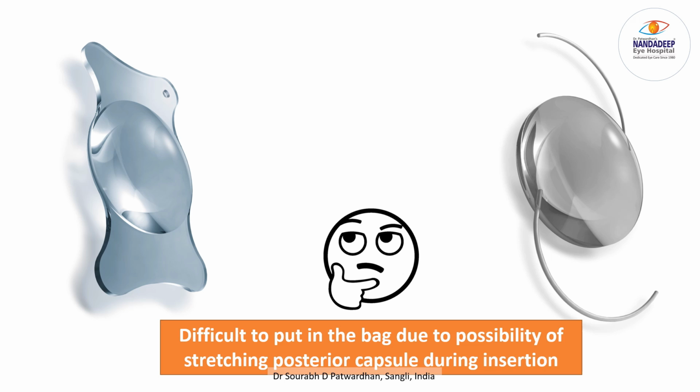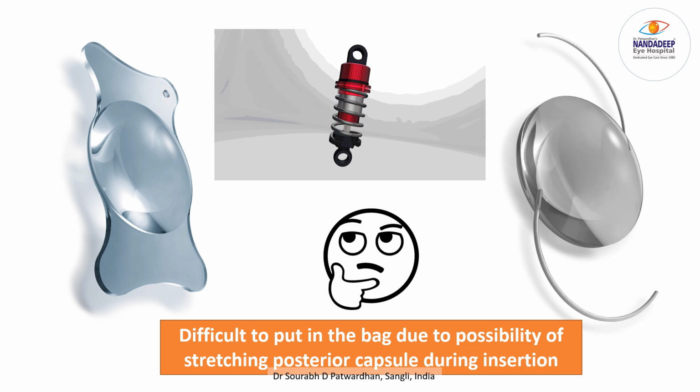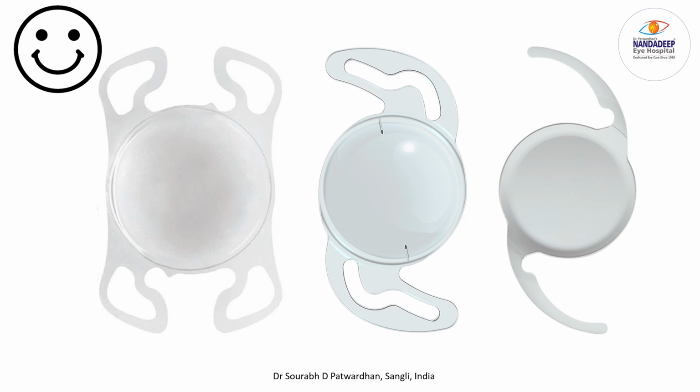Now, plate haptic designs and three-piece IOLs are difficult to put in the bag because they have some kind of spring action which stretches the posterior capsule. So it is not impossible, but I think it is difficult to place them in the bag. But these other designs are quite suitable for in-the-bag placement if there is adequate posterior capsular support.